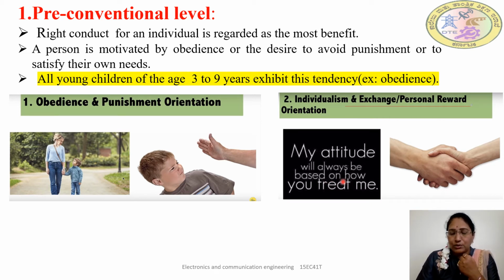Usually, as you may have observed, small children, if they want something, ask their parents, or when the parents do not give it, they blackmail them. For example, they say, if I have to go to school, you must give me chocolate; only if you give chocolate will I go to school. Or, I will work only if I watch TV. They will make demands on the parents so that they get what they actually want. This type of attitude is called individualism and exchange, and for this they get personal reward orientation. So these two stages come under the pre-conventional level, during the age of 3 to 9 years.